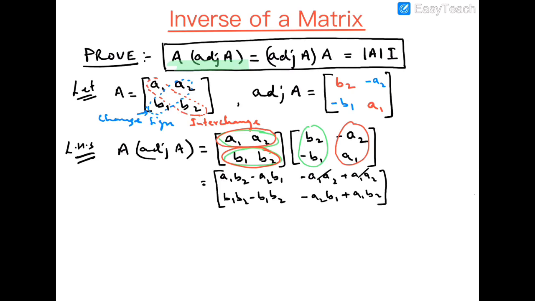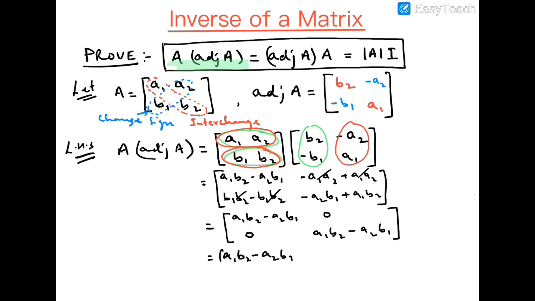Now a1 a2 minus a1 a2 got cancelled. Similarly b1 b2, they also got cancelled. So we will get a1 b2 minus a2 b1, 0, 0, a1 b2 minus a2 b1. So now we can factor out a1 b2 minus a2 b1.